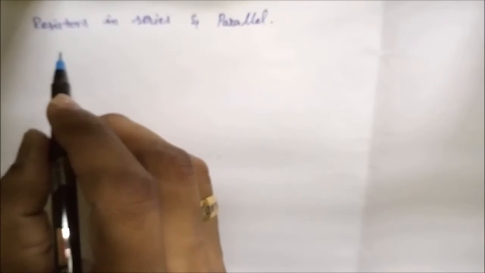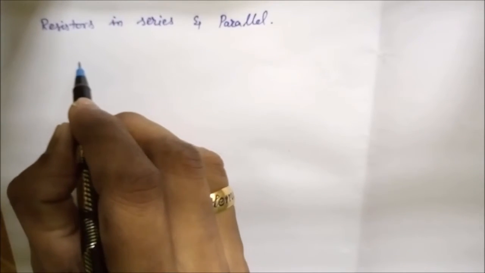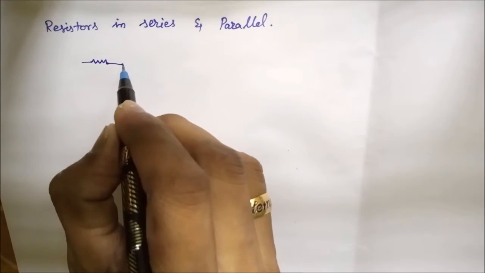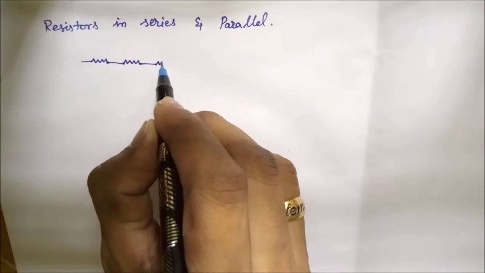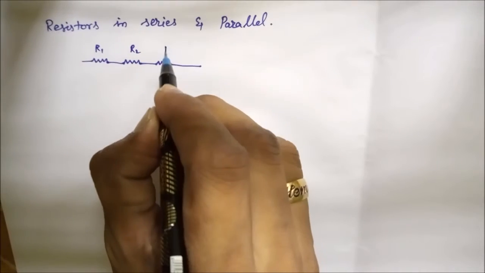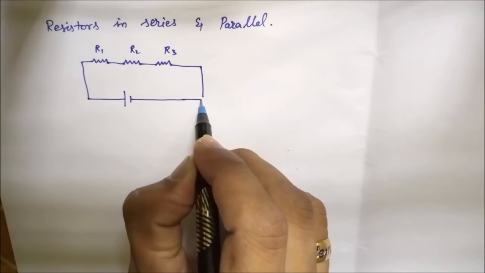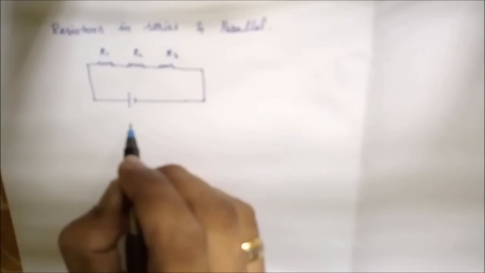So first of all, we have to consider a few resistors. Here we have to consider three resistors, R1, R2 and R3. These are the three resistors we are considering, and in between this combination there is a potential. The potential will be denoted in terms of V.